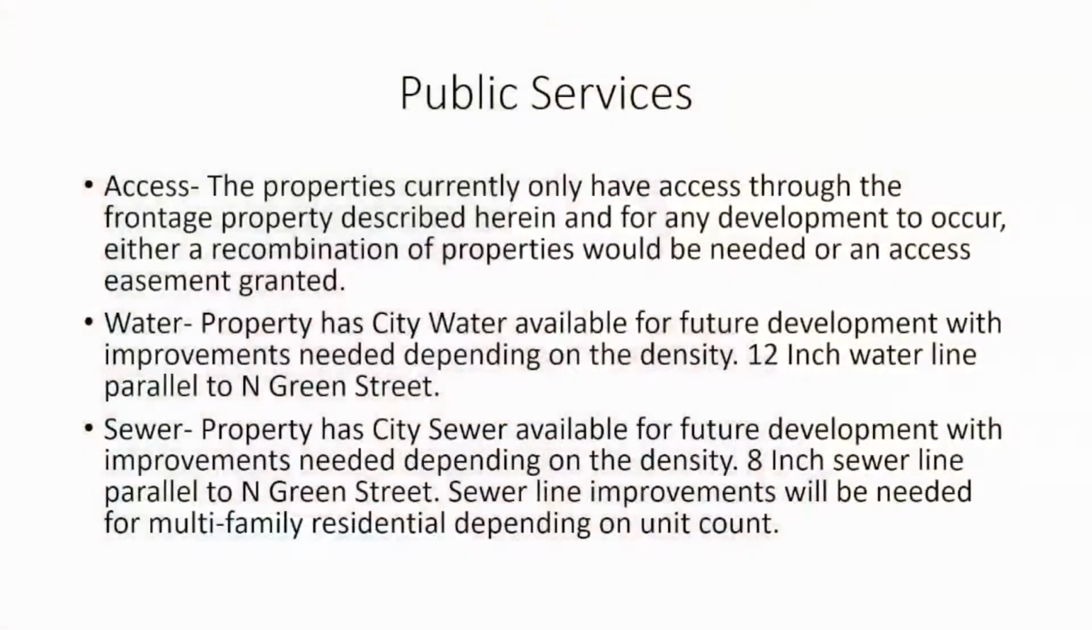The public services on these sites: there's not necessarily access from North Green Street unless you are using one of the parcels in front of it. So either way, if there was development to occur, those parcels would need to be recombined. There is water and sewer available to the sites. There are future plans for capacity improvements for the sewer. Currently, there's an 8-inch sewer line parallel to North Green Street, so the sewer improvements would be needed in order for a development to occur.